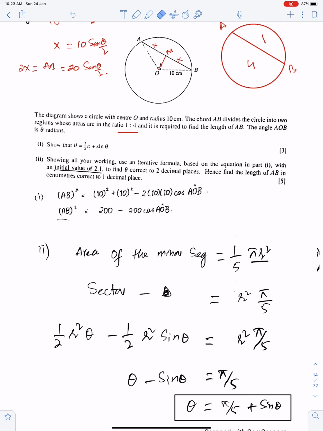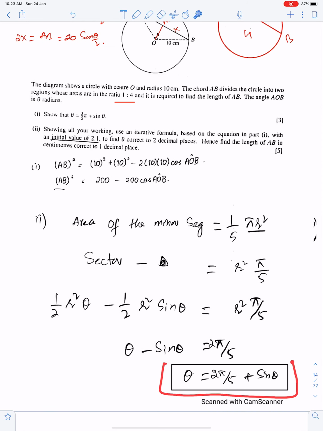So this will be 2 pi by 5. And the area of the segment is the sector minus the triangle. This sector minus this triangle. This is what we had to show.